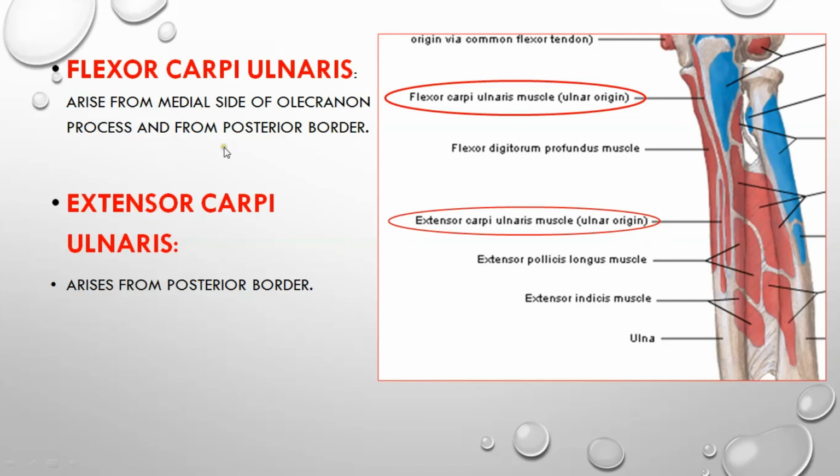Then flexor carpi ulnaris, which arises from the medial side of the olecranon process and from the posterior border. Then extensor carpi ulnaris, which arises from the posterior border. So you have to remember that both the ulnaris muscles, flexor carpi ulnaris and extensor carpi ulnaris, arise from the posterior border.